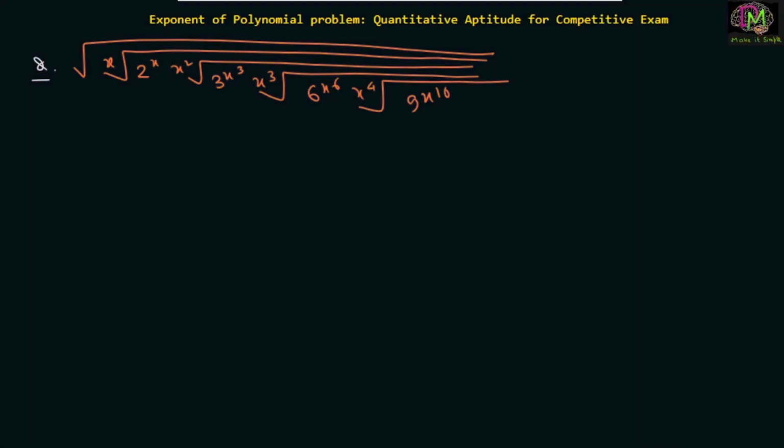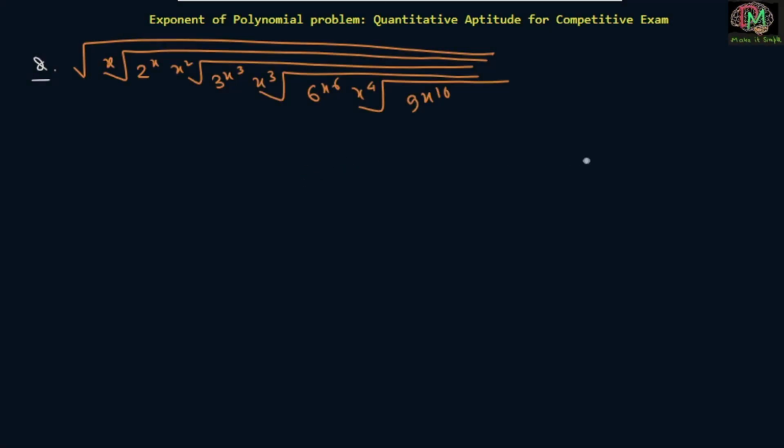Here you learn how to solve the exponent of the polynomial problem at difficult level from the quantitative aptitude for the competitive exam. There are different methods to solve these type of questions, and maybe it will take a lot of time and a lot of steps also, but here you solve it in one or two steps. Before that, we should have a clear concept of the exponent of polynomial theorems or rules.